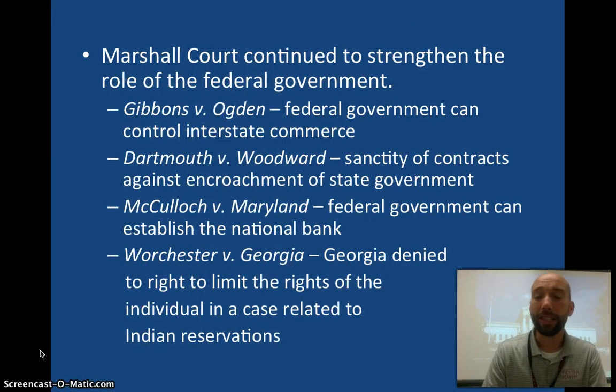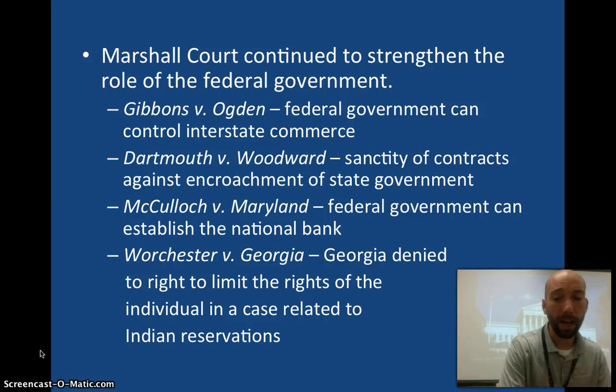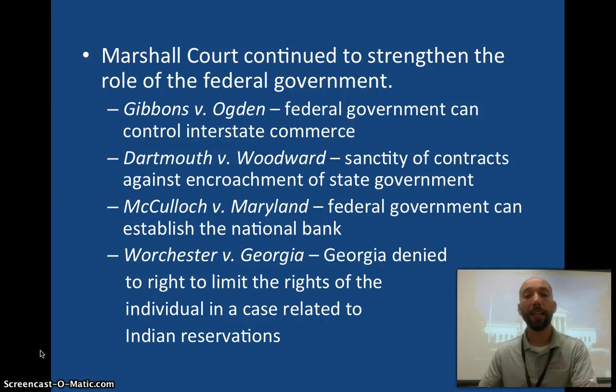The Marshall Court continued to strengthen the role of the federal government. Here are some different Supreme Court cases that were around during the John Marshall era. Every single one strengthened the federal government. So you can see Gibbons versus Ogden, the federal government could control interstate commerce. Dartmouth versus Woodward basically was talking about the sanctity of contracts. Basically, that sanctity of contracts has to be upheld against the encroachment of state government.